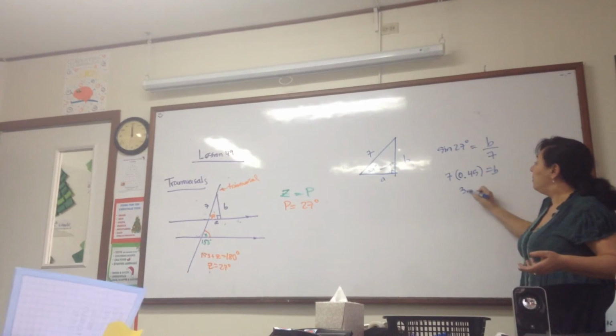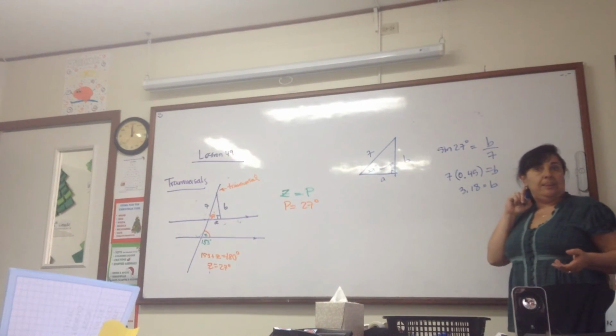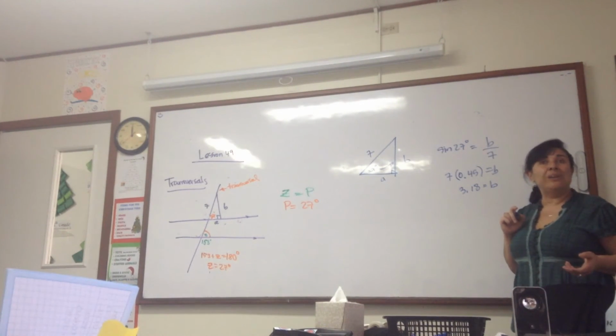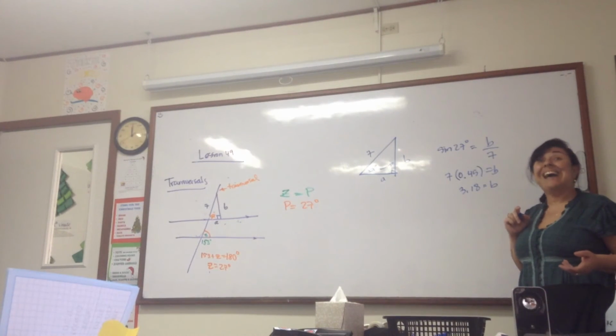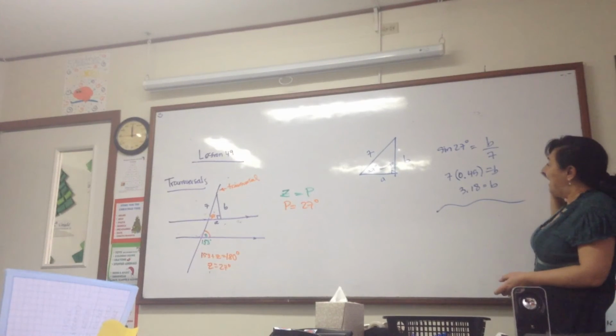But that's not the correct one because you have to do 7 times the sine of 27, all together. 3.18. Okay, so that is correct.